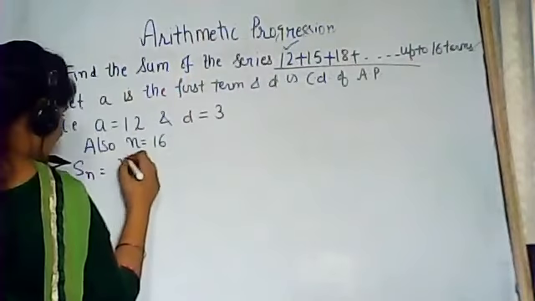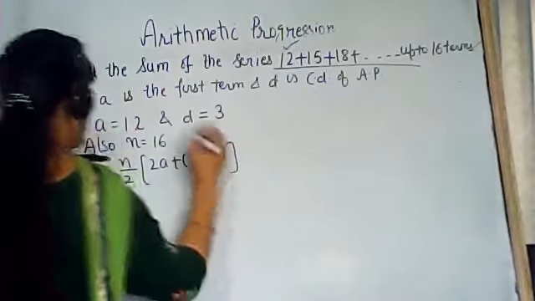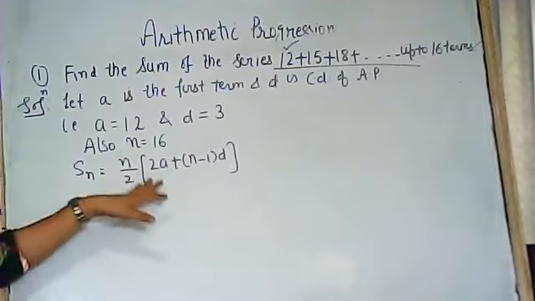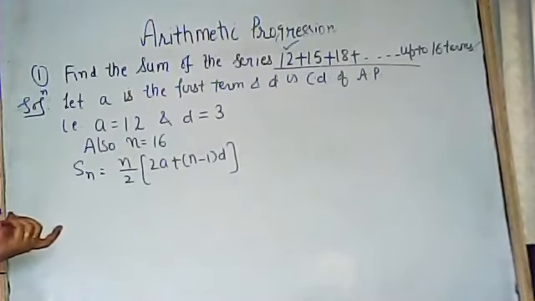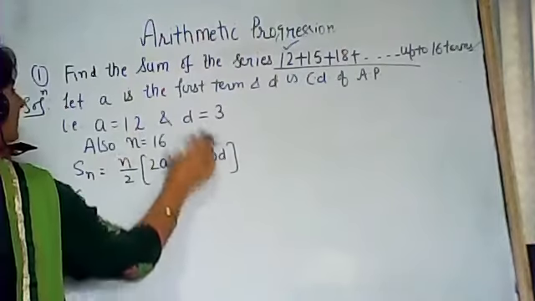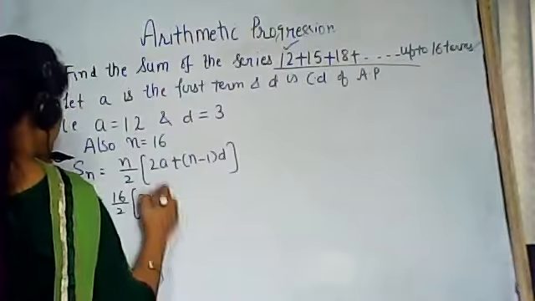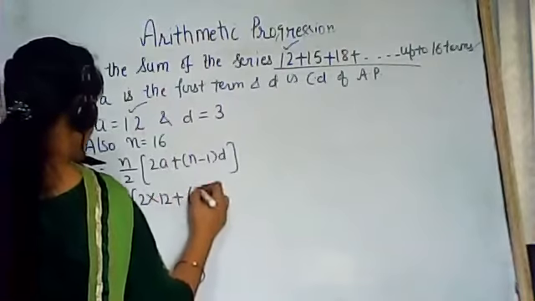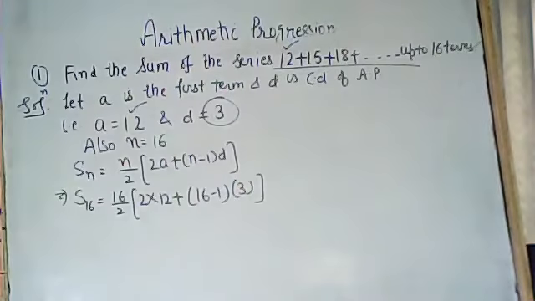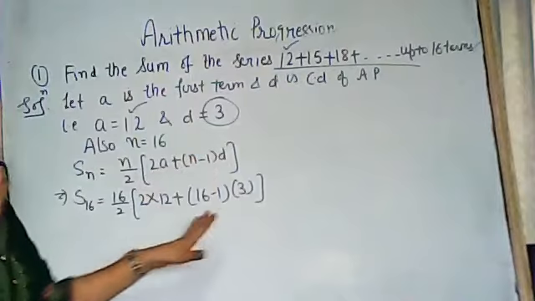Now since Sn equals n by 2 into 2a plus (n minus 1) into d, we can apply this formula to calculate the sum of an AP series whenever the last term is not given. So substitute all the values. n equals 16, a equals 12, and d equals 3. So in this formula we have substituted the values of a, n, and d.